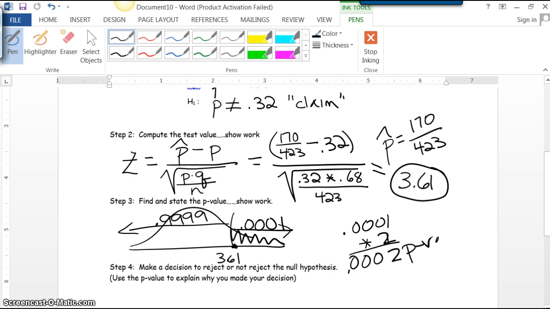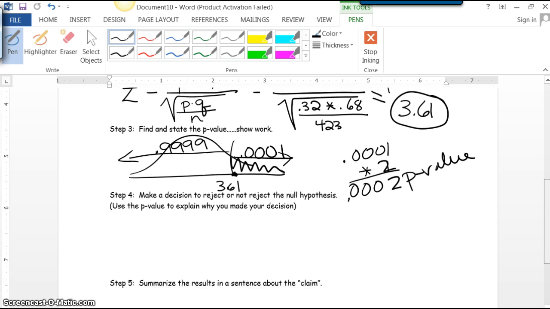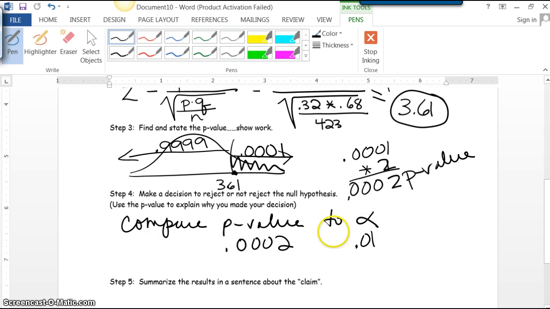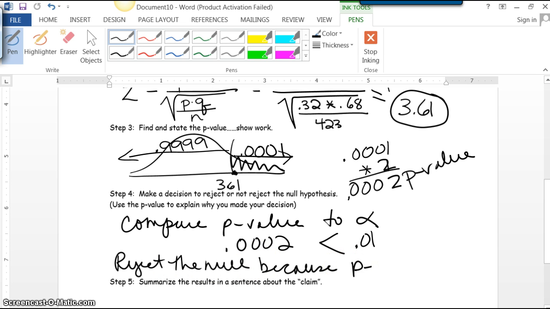That's your p-value. To make your decision, you compare your p-value to your alpha. So we'll compare this p-value to the alpha, and the alpha was 0.01. When the p-value is smaller than the alpha, and it's a lot smaller than the alpha, you reject the null, because the p-value is less than the alpha. We're rejecting the null hypothesis.